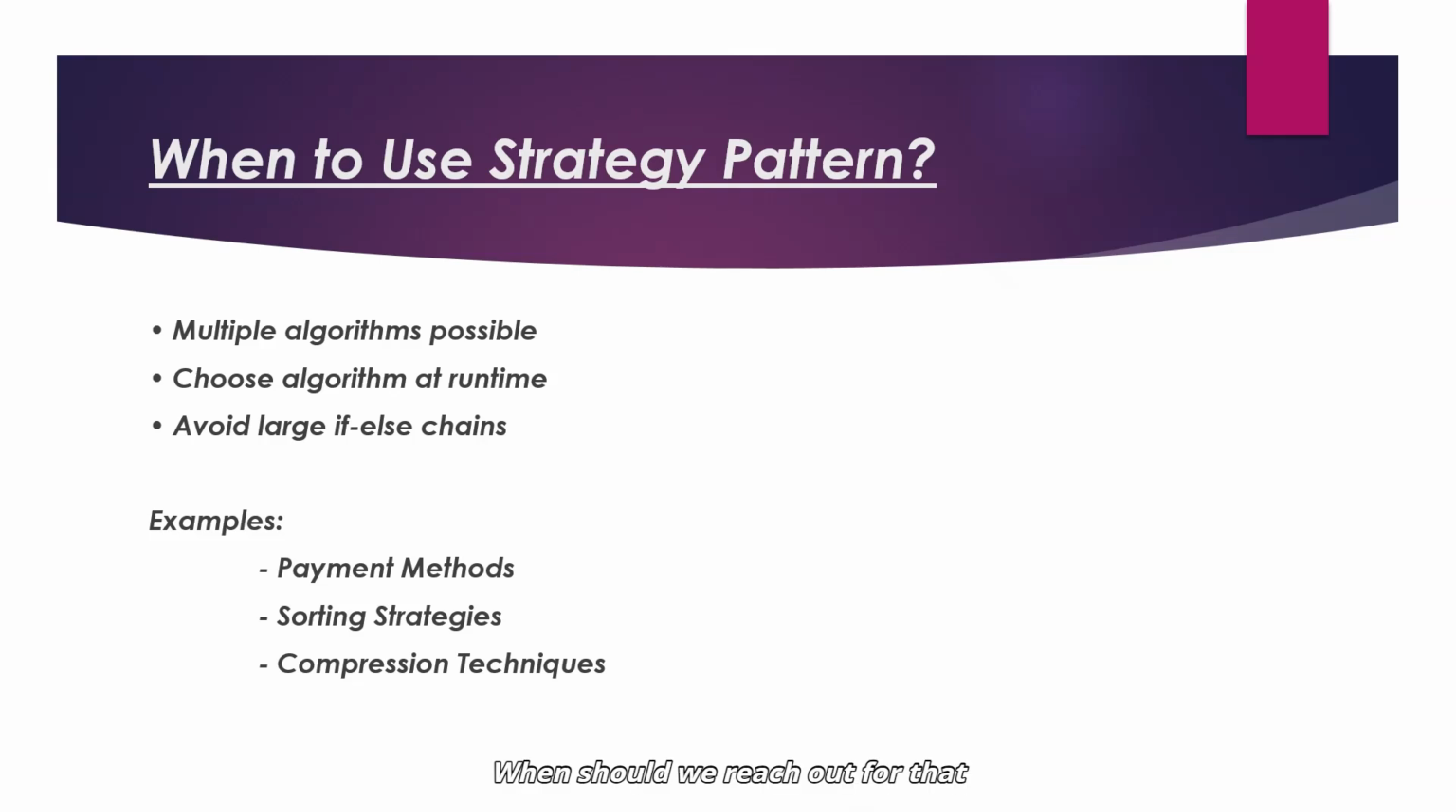When should we reach out for the strategy pattern? Think of situations where you have multiple algorithms or behaviors that you might need to switch between at runtime. Common examples include switching between different payment gateways, choosing between different file compression algorithms, or deciding among different sorting mechanisms. Rather than cluttering your context class with complicated if-else or switch statements, the strategy pattern allows you to clearly plug in new behaviors with minimal changes.